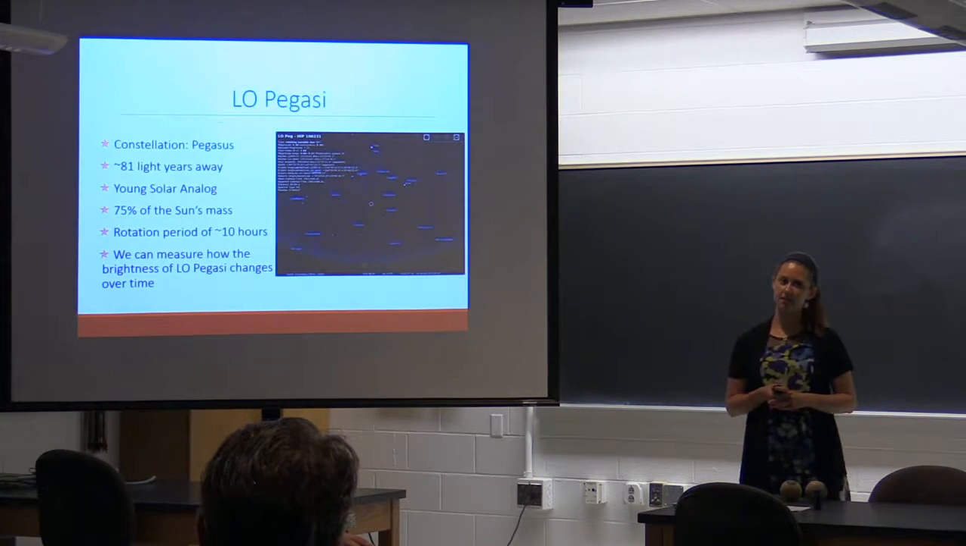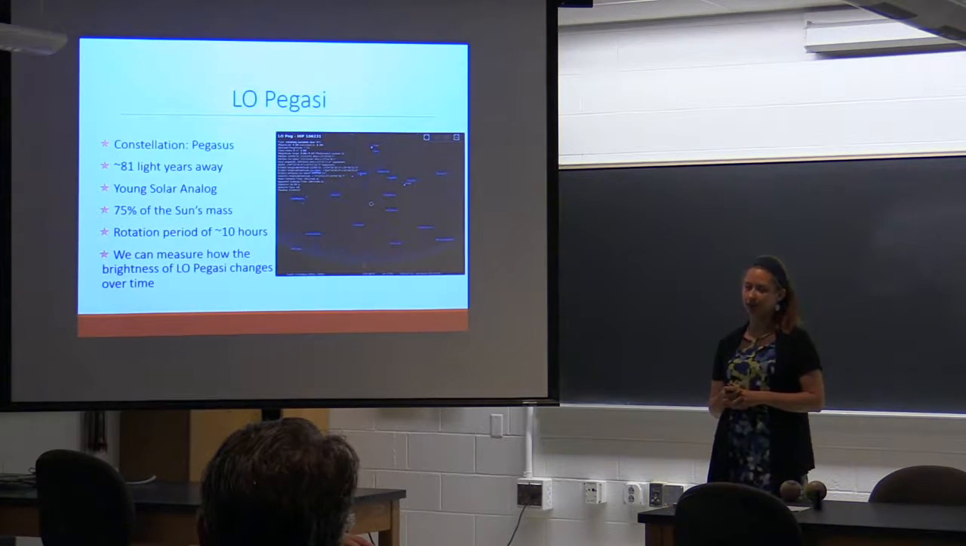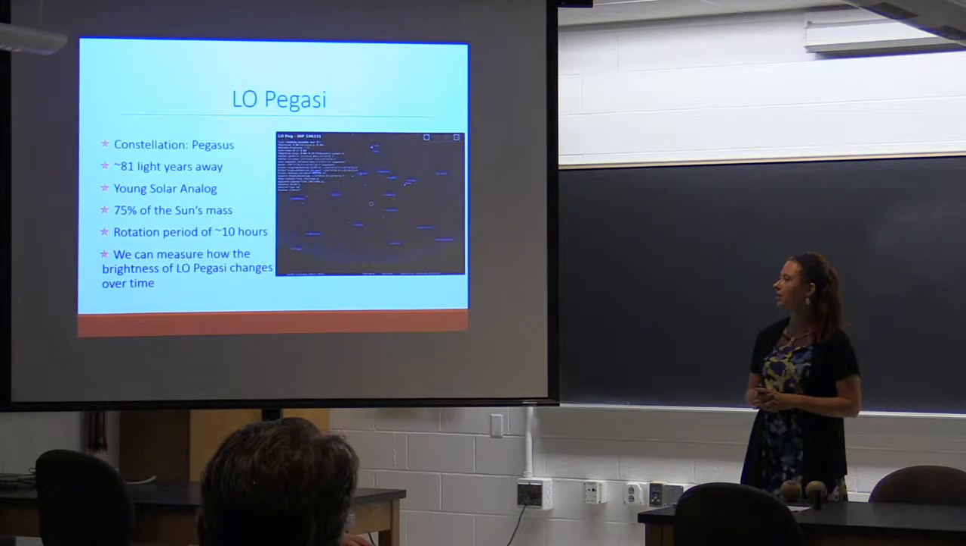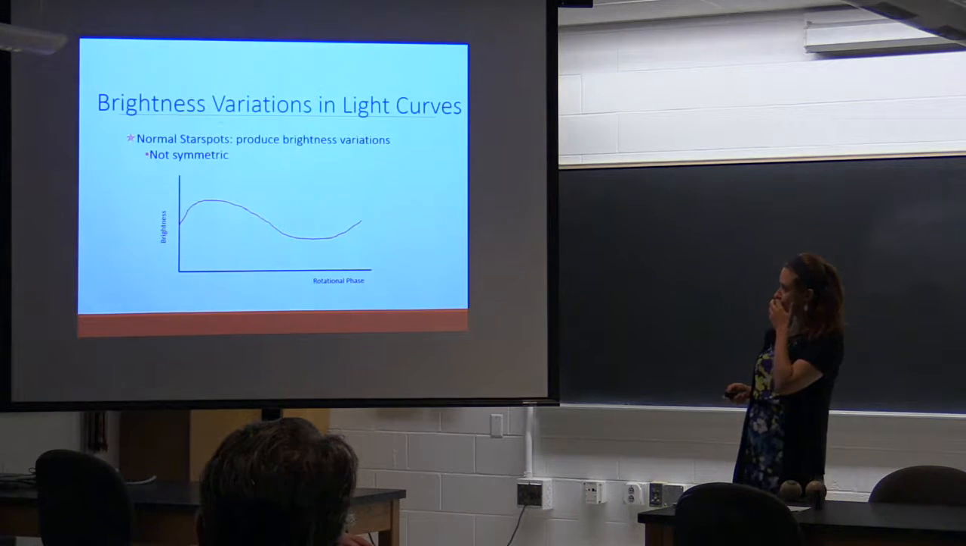It's located in the constellation Pegasus, and it's about 81 light years away. And it's a young solar analog, which means that it's a star similar to the sun, but much, much younger. And it's 75% of the sun's mass with a rotation period of about 10 hours. So we can easily measure how the brightness of Pegasi changes over time.